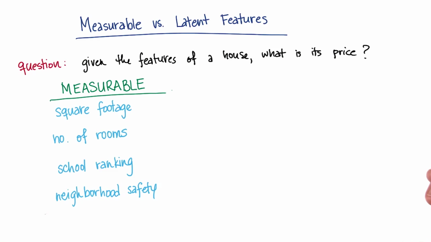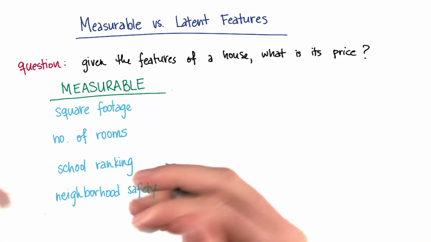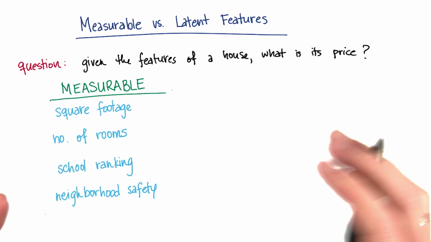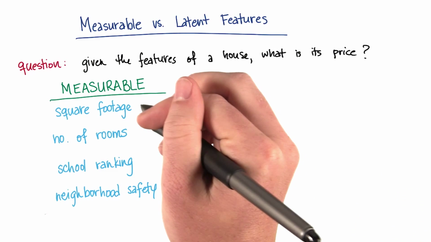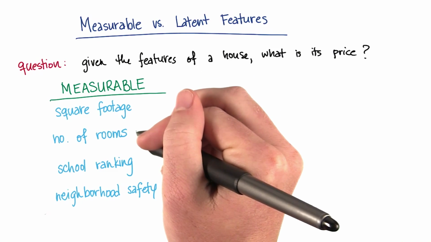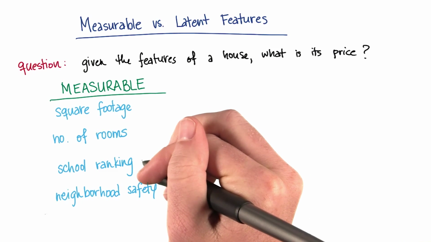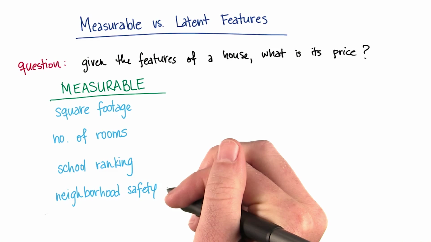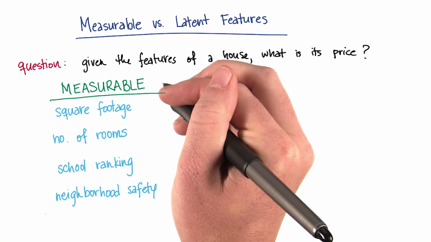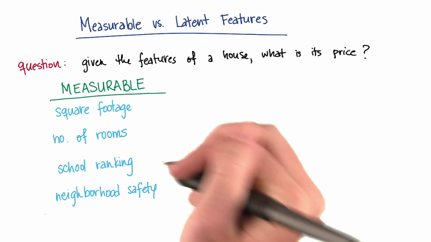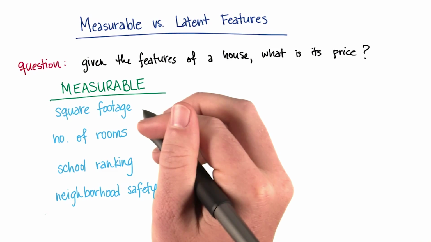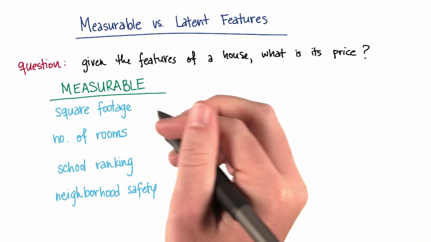When you're making your regression to determine the price of a house, there's going to be a number of input features that you might potentially be interested in. Things like the square footage, the number of rooms in the house, and also things about maybe the neighborhood or the location. Things like how well are the schools ranked and how safe is the neighborhood. And these are all things that you can measure fairly directly. You can go look up the school ranking on the internet. You can measure the square footage with a measuring tape.